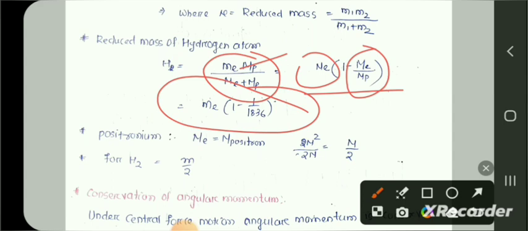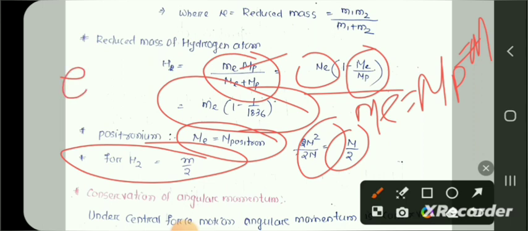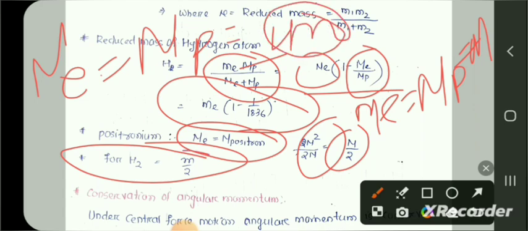Now let us discuss the reduced mass of positronium, that is the electron and positron atom. Here the mass of the electron and the mass of the positron are equal, so we can take me equal to mp equal to capital M. So we can write m into m, that is m square, divided by m plus m, that is 2m, and m gets cancelled out, giving m by 2. For the hydrogen atom, the masses are equal, and we can write small m. So this is also of the same type.